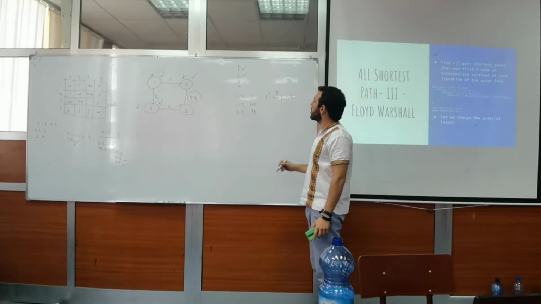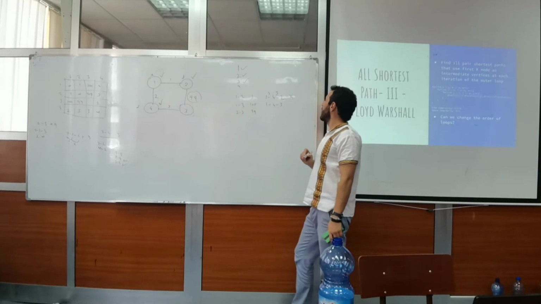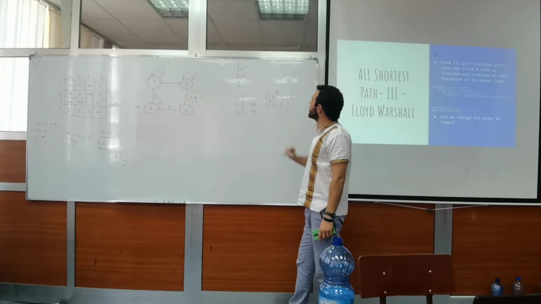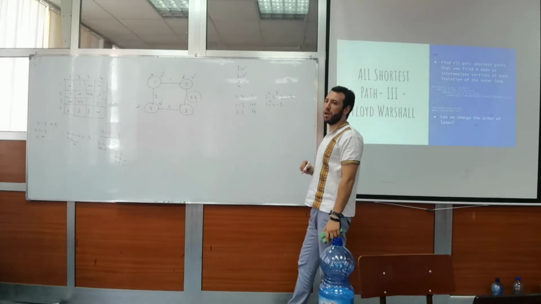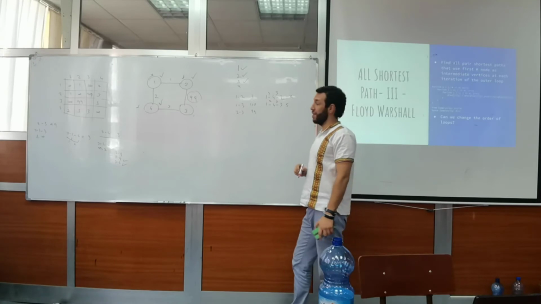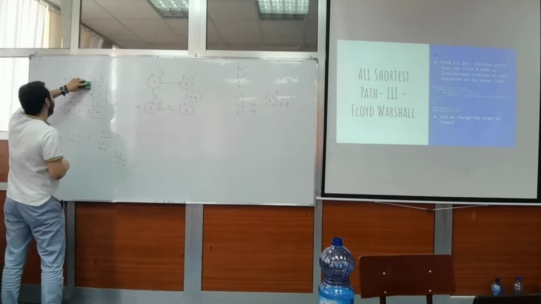And here we have the 1, 4, 3 path. What is the distance between 1 and 4? What is the distance between 4 and 3? Is 5 less than 100? Yeah, I guess so. Keep guessing.